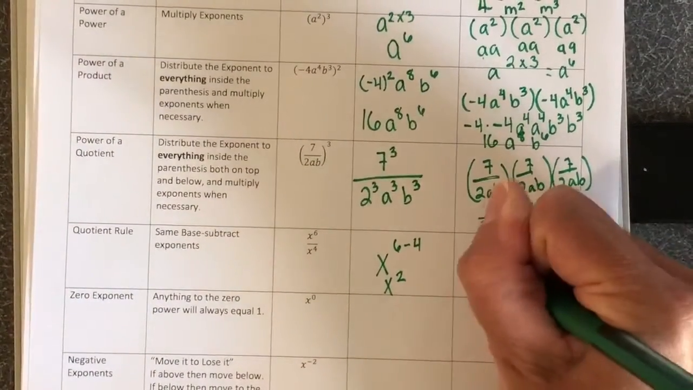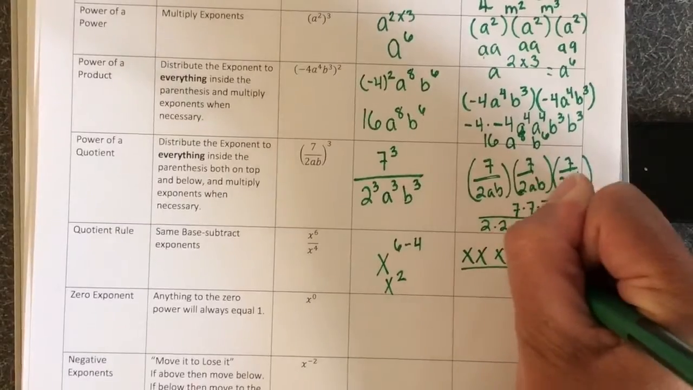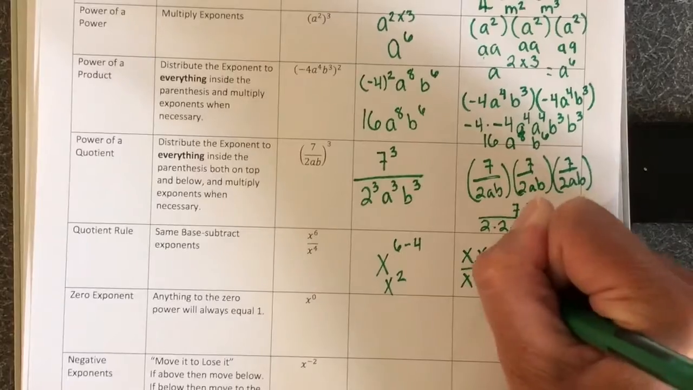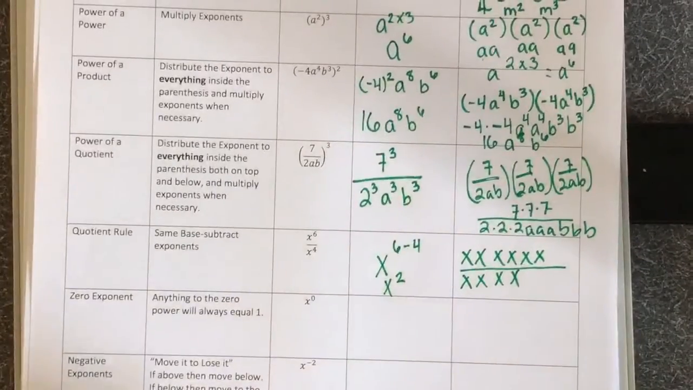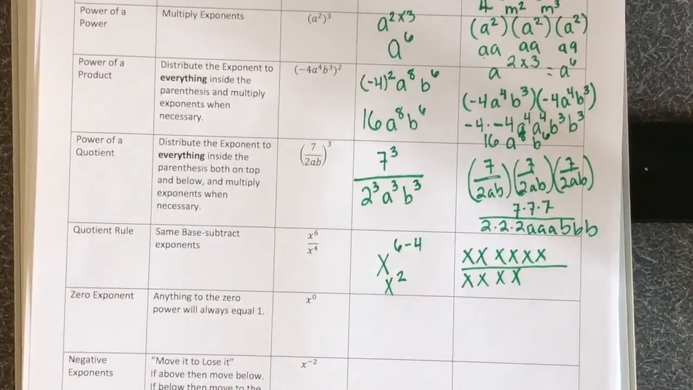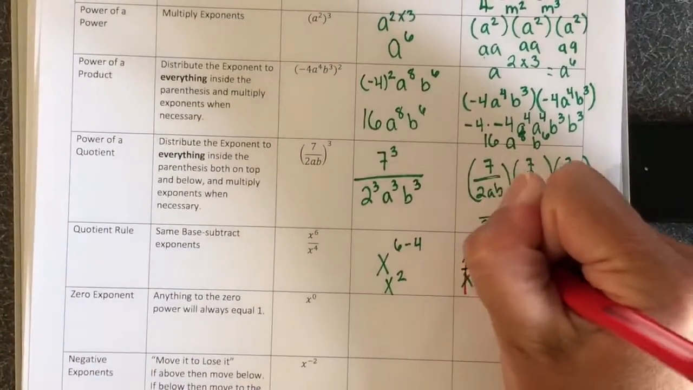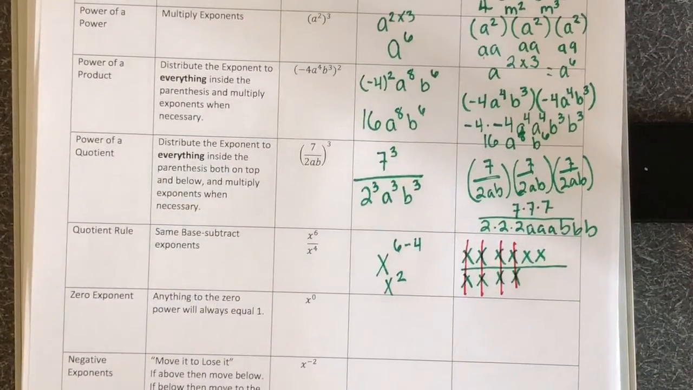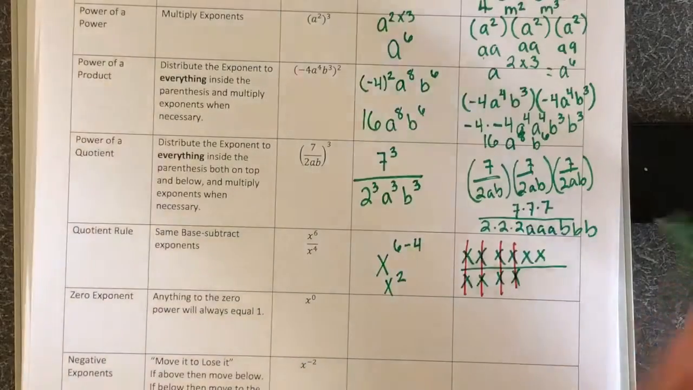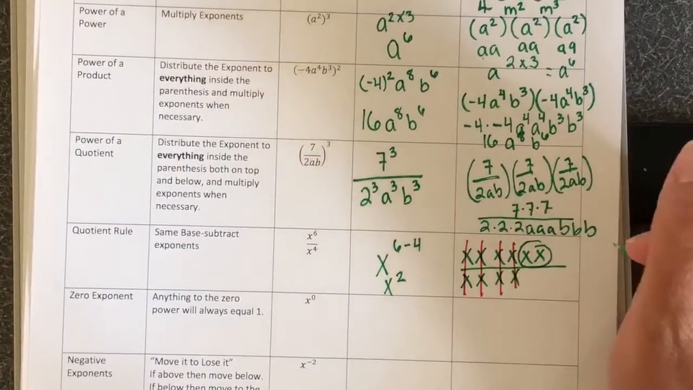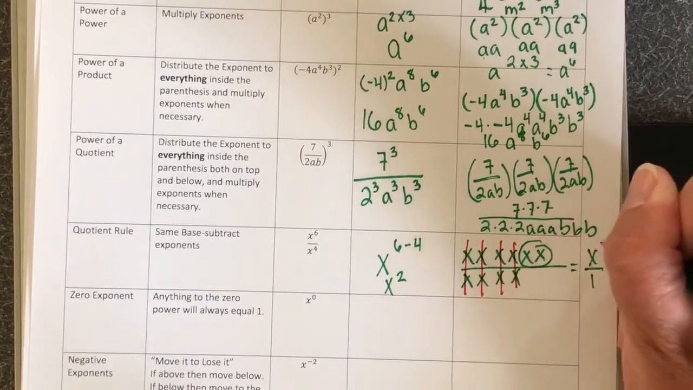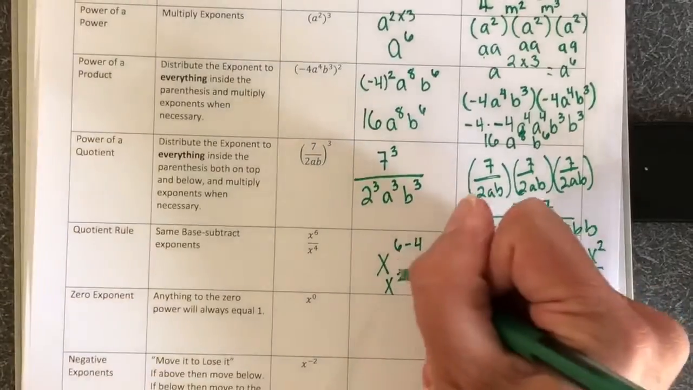So I have the 6 x's on top. I have the 4 x's on the bottom. And anytime I'm dividing something by itself, it cancels out and it becomes a 1. So all the x's on the top cancel out with the 4 x's on the bottom, leaving me with the 2 x's on top and the 1 on the bottom if you want to write it that way. But we just call it x squared.